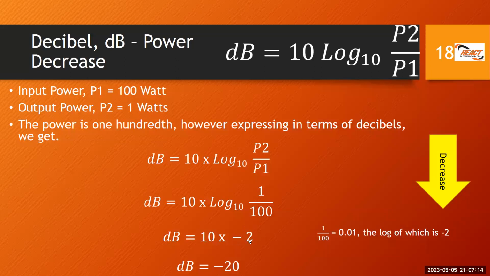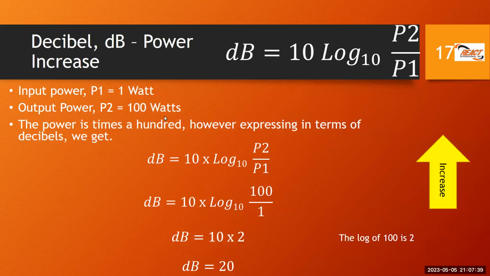When you multiply 10 by -2, you get -20, or negative 20, right? So -20, that is how we show a power reduction. We go from 100 watts to 1 watt. It's a 100th of the power you're ending up with, but we are saying we have a loss and we say it's -20 dB. So if we were to compare and contrast that to the previous example where we had a power increase, we went 100 times up in power and we saw that that was 20 dB, as in positive 20 dB or plus 20 dB, right?